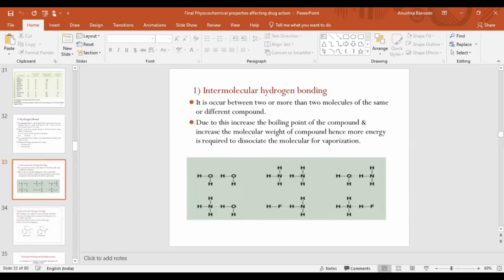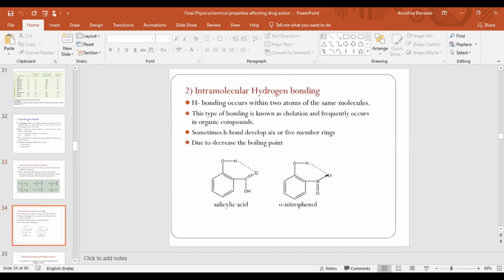Intermolecular occurs between two or more molecules of the same or different compound. Due to this, the boiling point of the compound increases, as does the molecular weight of the compound. Hence, more energy is required to dissociate the molecules for vaporization. When we talk about intramolecular, hydrogen bonding occurs within two atoms of the same molecule.